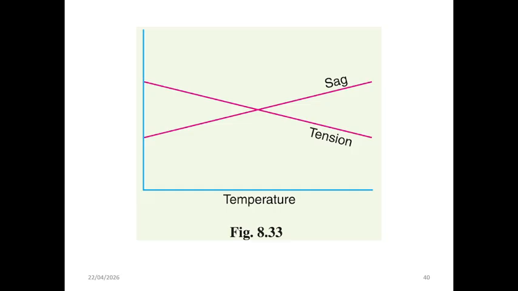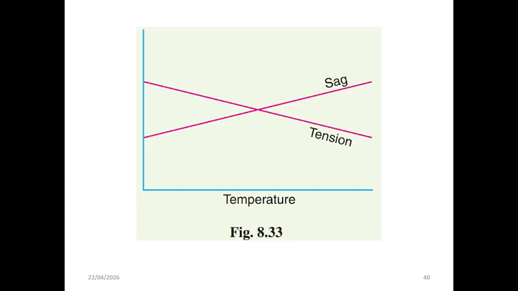In this slide, I want to show you the stringing chart, which is an essential tool used during the installation of overhead conductors in the field. This chart illustrates the relationship between temperature, sag and tension for a given conductor under a specific loading condition. As shown in the figure, when the temperature increases, the conductor expands, leading to an increase in sag and a corresponding decrease in tension.